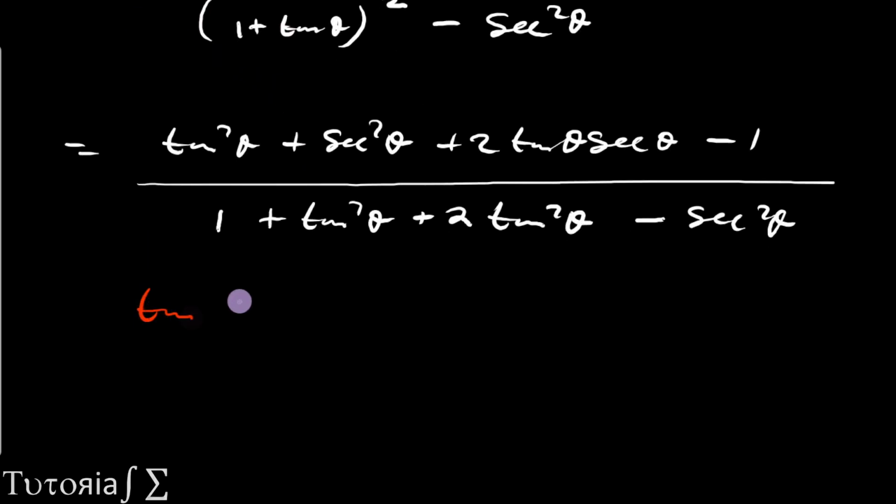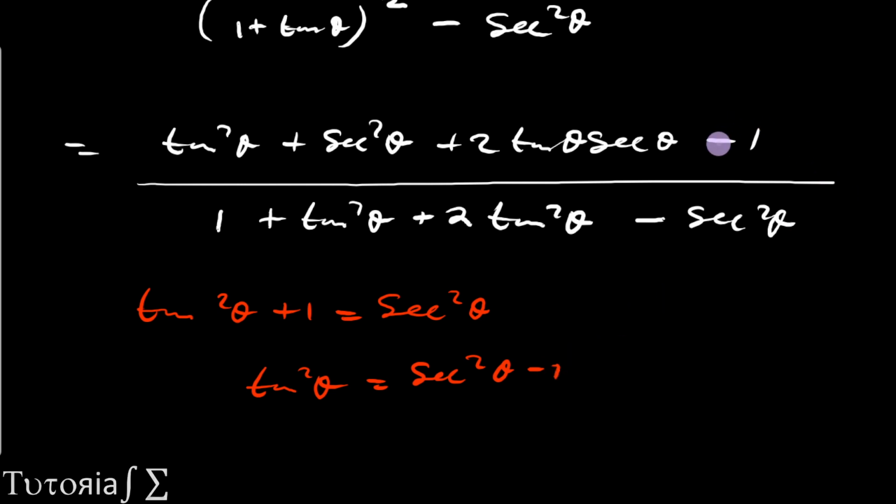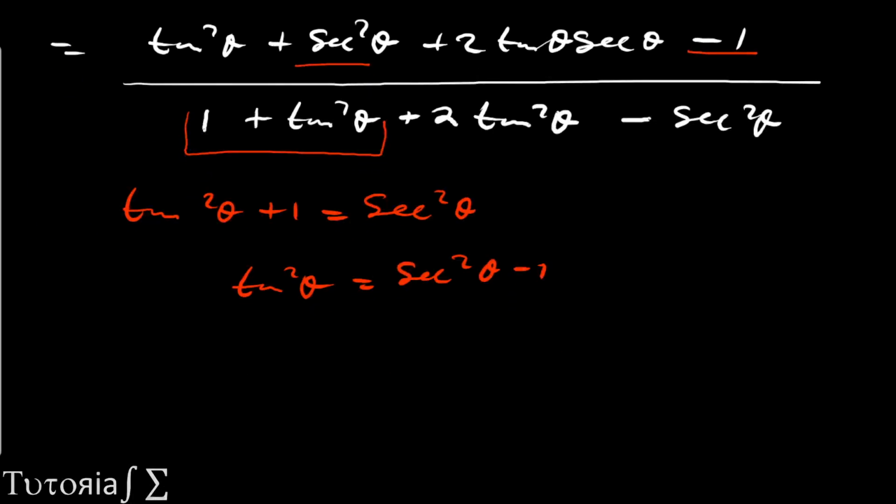Okay, now here we know that tan squared theta plus 1 is equal to sec squared theta. So now if we were to transpose the 1 here, we would have tan squared theta equals sec squared theta minus 1. We're doing so because we have a negative 1 here, and we have a sec squared theta here. And here we know that this will be sec squared theta, so it will cancel with this part. So let me just write out what we're going to have.